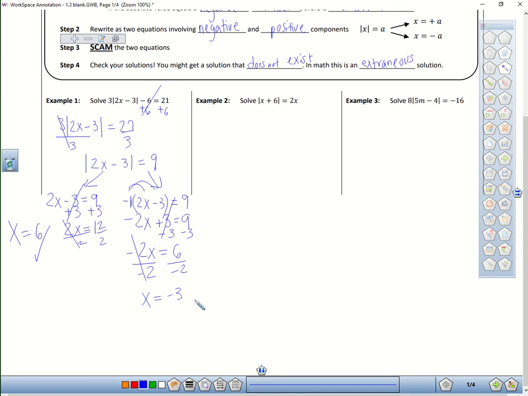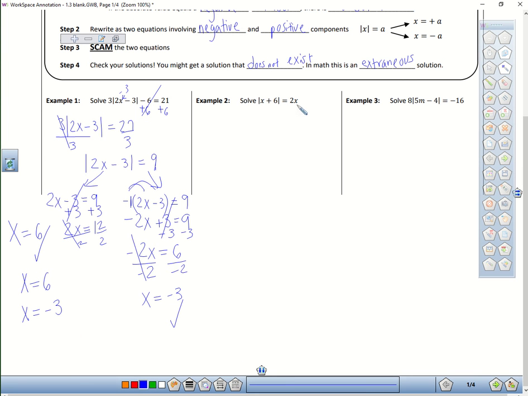Over here, do the same thing. I'm plugging in -3 for x. -3 times 2 is -6. -6 minus 3 is -9. The absolute value of -9 is 9. 3 times 9 is 27. 27 minus 6 is 21. So these are both solutions. So we have 2 solutions here. Okay, we have x equals 6 and x equals -3 as solutions.